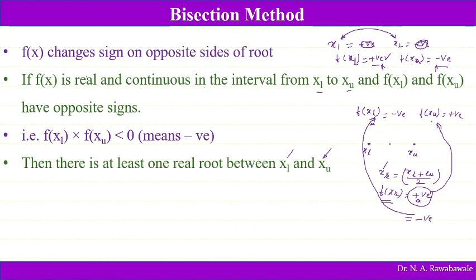Gradually we are going to trap, say for example a root lies here, true root lies between these two xl and xu. We are taking average of a refined value. So xr is a refined value, and that is obtained as xl plus xu divided by 2, average of these two. Therefore it is known as a bisection method.